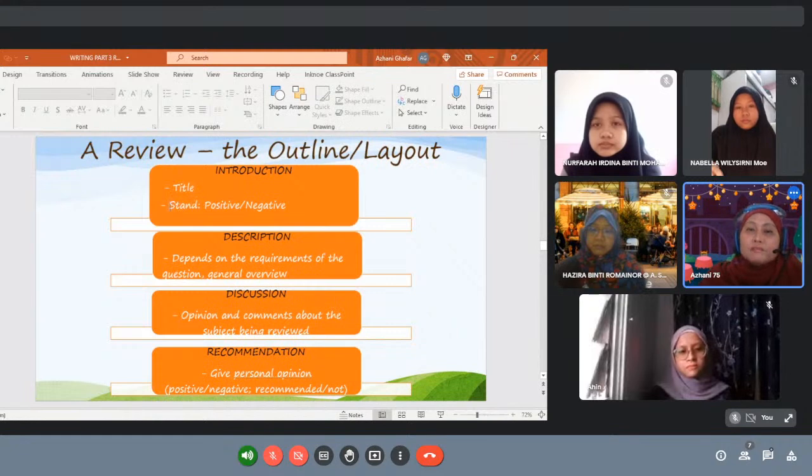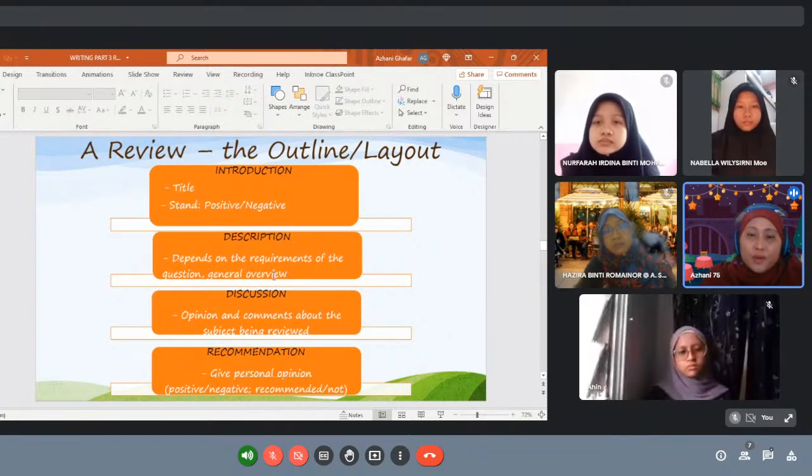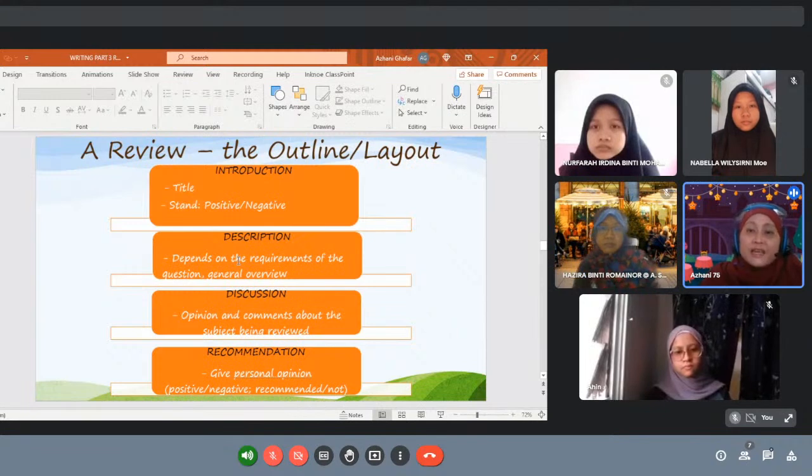Next, you have to have your stand. There must be some kind of statement that shows whether you like the subject or you dislike the subject, or whether it is positive or negative. Next, description. What is description? Basically, it depends on the requirements of the question. It is a general overview. What is that subject? Describe it. You might use a lot of adjectives and adverbs to describe the subject which is being reviewed.